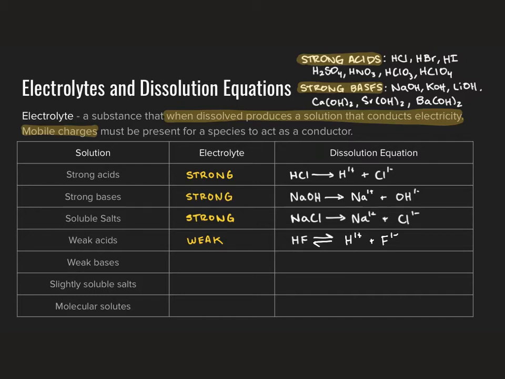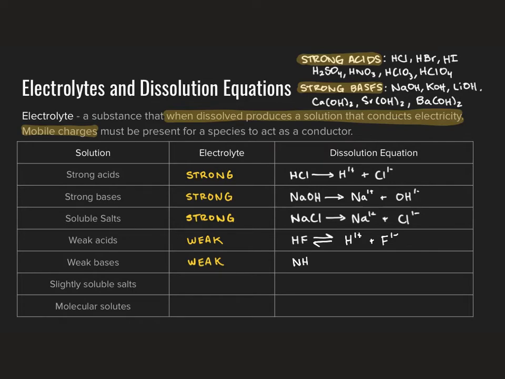Same is true of those weak bases. Weak bases are also weak electrolytes. Bases tend to give people more difficulty when writing equations in solution, and the reason why is we need to include water in the process to show how this dissociation is actually occurring. So let's go ahead and take a look at a classic weak base here. The favorite from AP Chemistry is ammonia, NH3.